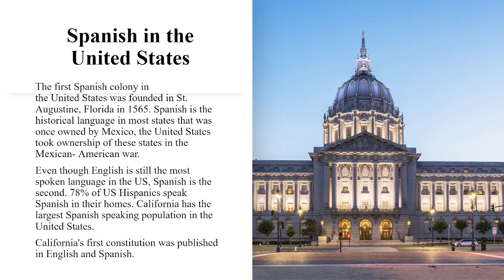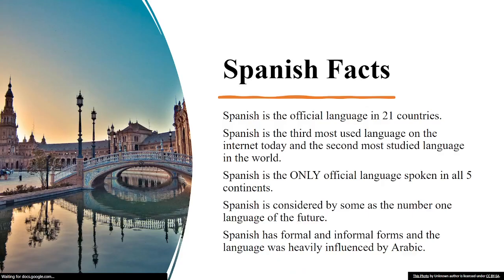Even though English is still the most spoken language in the U.S., Spanish is the second. 78% of Hispanics speak Spanish in their homes. California has the largest Spanish-speaking population in the United States. California's first constitution was published in English and Spanish.